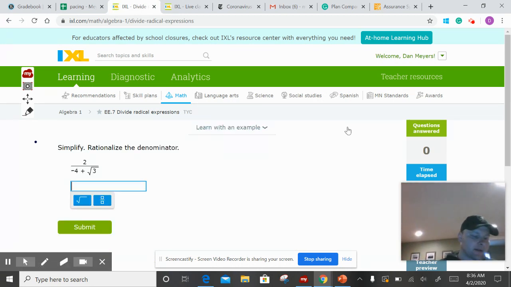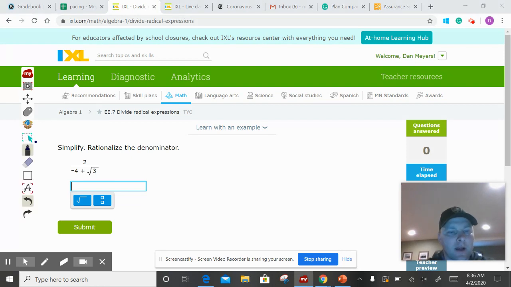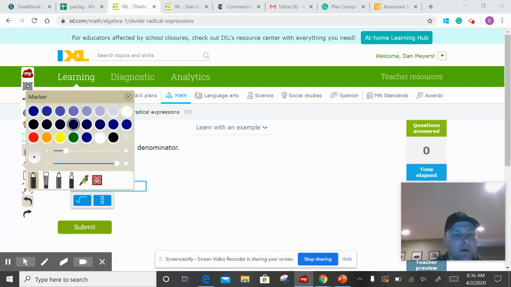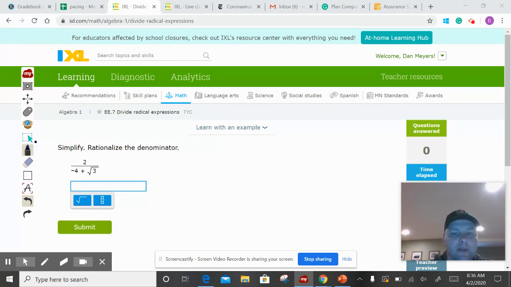So let's look at this example right here. 2 over -4 plus the square root of 3. When you do this, we want to simplify this, and the most important thing we want to do is make sure there's no square roots in the denominator, in the bottom of it. So we're going to use kind of the idea of multiplying a fraction by the top and the bottom.